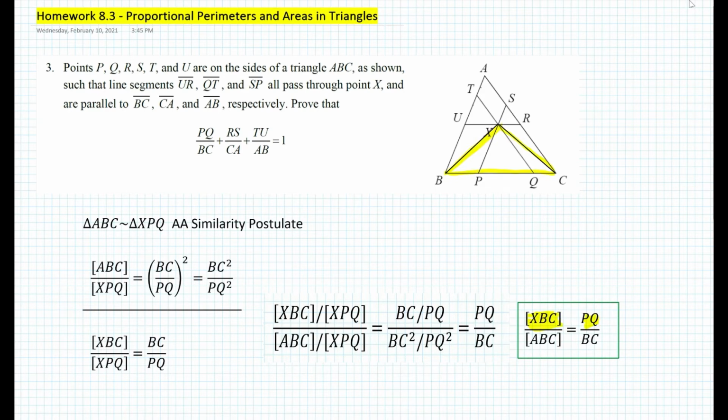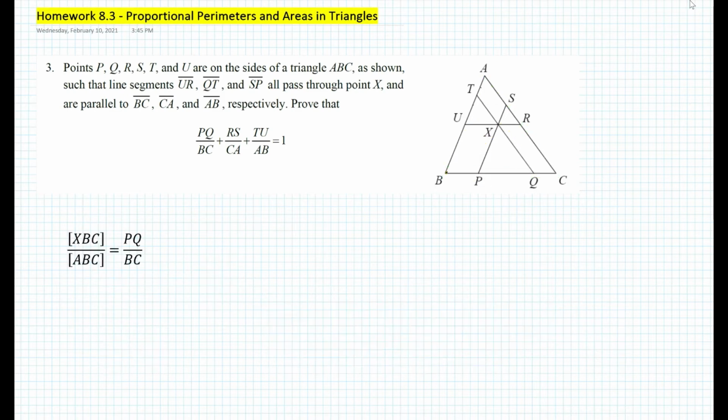So let's highlight triangle XBC in yellow and triangle ABC in light green as shown here. What do we notice? We have triangle XBC and then triangle ABC. For triangle XBC, we're using the length from P to Q, and then for triangle ABC, we're using the entire length from B to C. So maybe we can use the same logic for another triangle here.